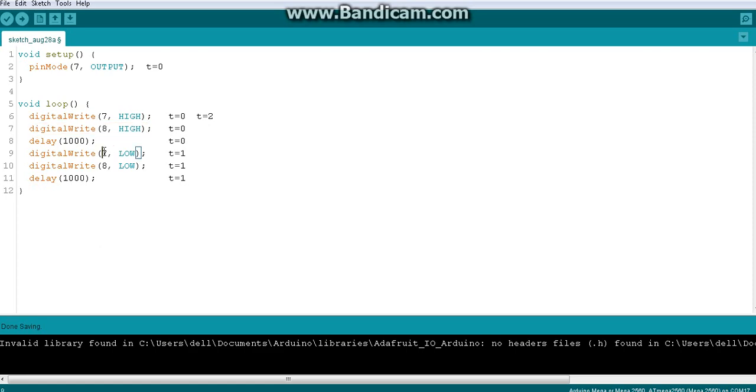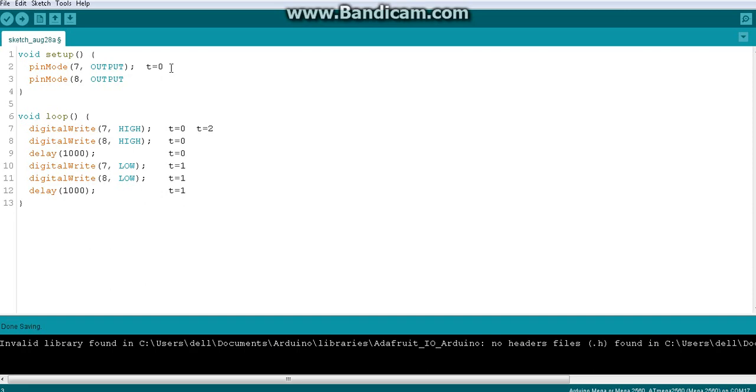What is that? We are using pin number 8 as a digital output, right? Digital write, giving a digital output, like what we have done with pin number 7. So when you are using that particular pin as an output, what do you have to do? You have to go to the void setup and tell Arduino, I am using that particular pin as an output, please remember this. The same thing you have done for pin number 7, you have to do for pin number 8 as well.